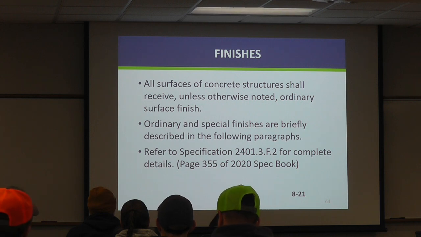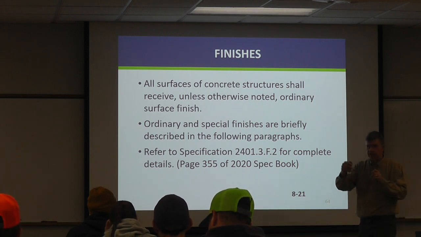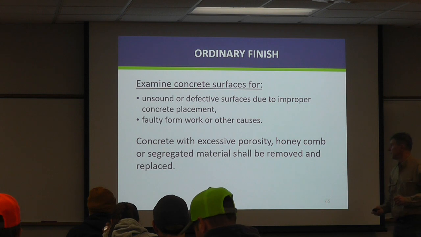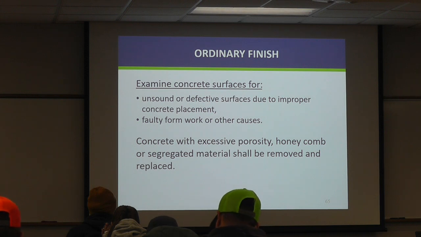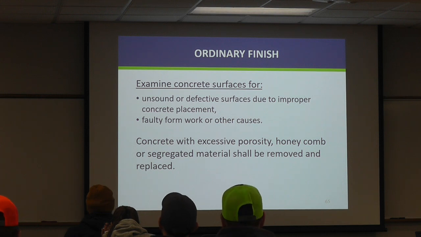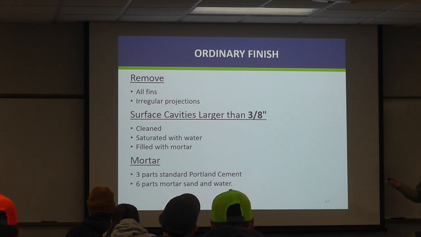So it's things like, I don't have that thing, but the little cone I showed, you know, they break off, you'd have to put ordinary surface finish on that to patch it up. So you examine the surface, look for unsound or defective areas. If there's excessive porosity or honeycomb, they need to be removed and replaced. And we need to remove any fins between form surfaces and any irregular projections. Surface cavities larger than 3/8 need to be filled.